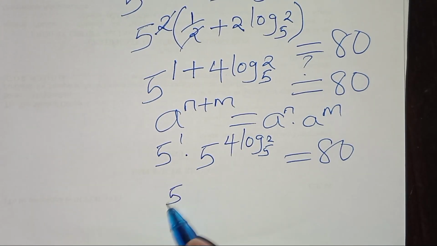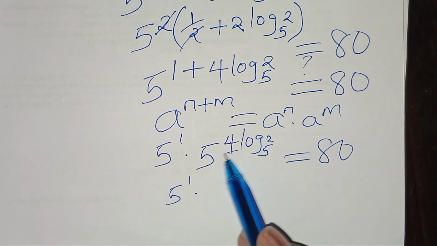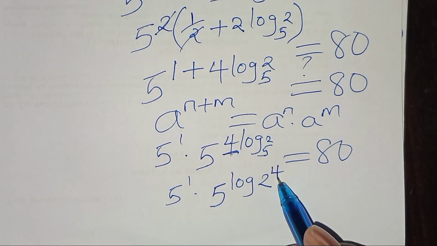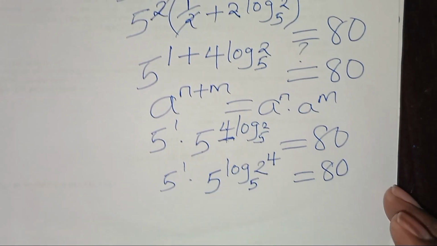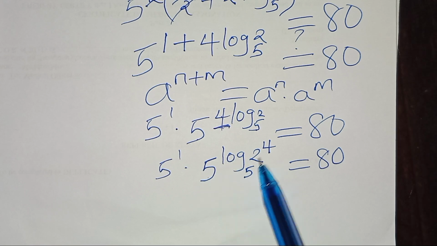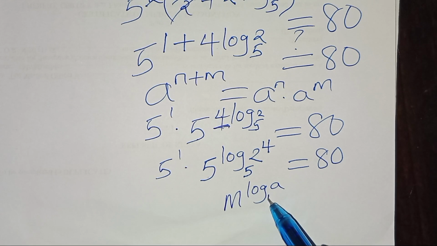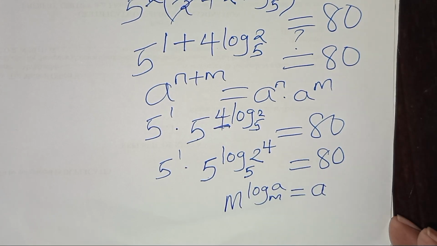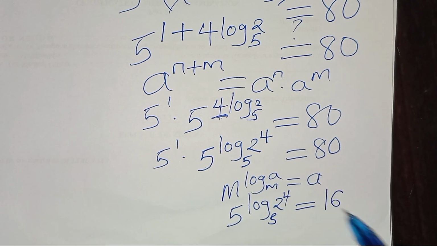So here we have 5 to power 1 multiplying by 5 to power 4 log 2 to base 5. So this is a power. We can express this as 5 to power log 2 to power 4 to base 5. This should give us a value of 80. The next step here, 5 to power log 2 to power 4 to base 5 is in the form of m to power log a to base m, which is equal to a. So applying this property, we find that 5 to power log 2 to power 4 to base 5 should give us a value of 16.